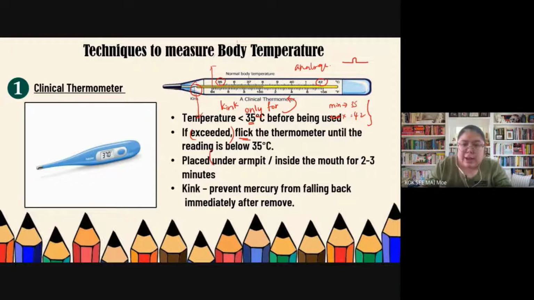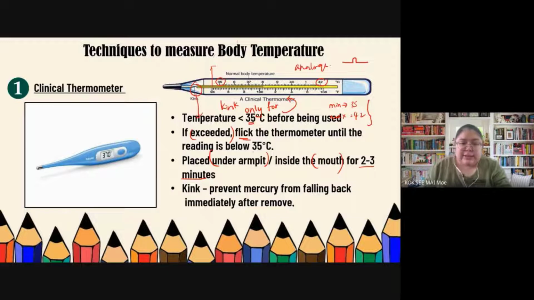Under the armpit, or you can put it inside the mouth, for 2 to 3 minutes. Two to three minutes, because sometimes you put it in for 2 to 3 minutes and then there is a beep, the sound produced. When the beep sound is produced, it means okay already, so you are ready to read the readings.